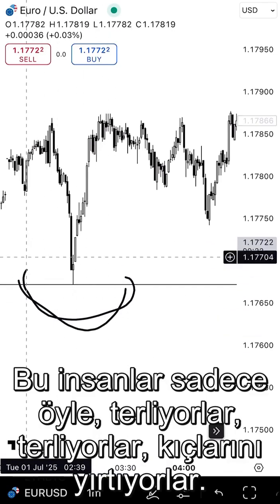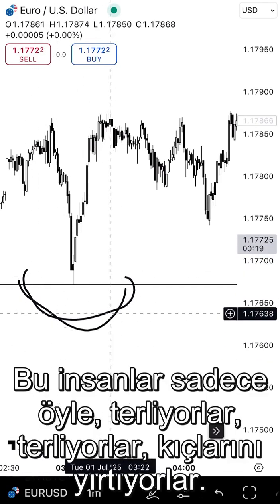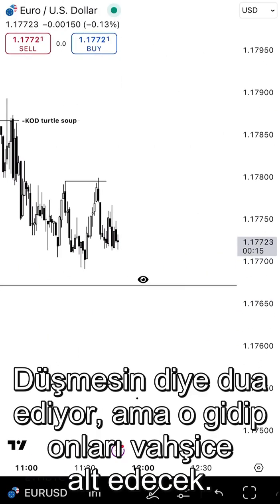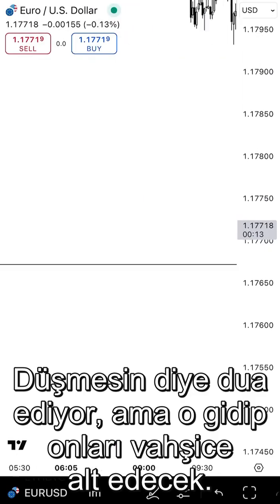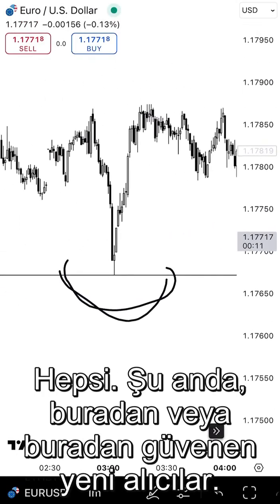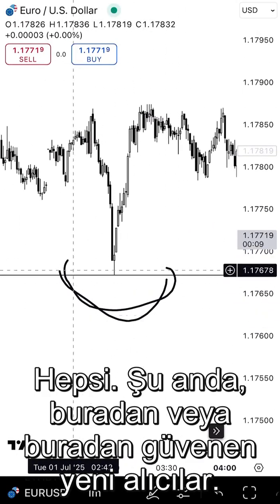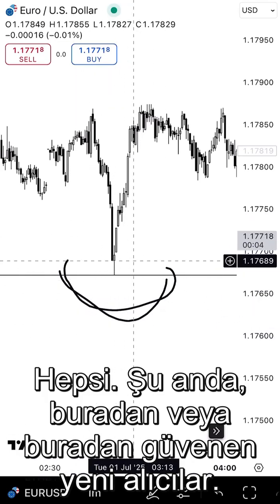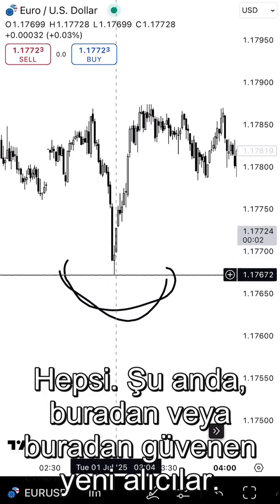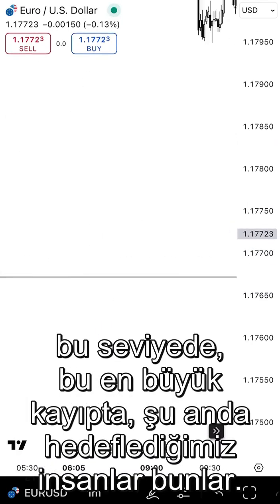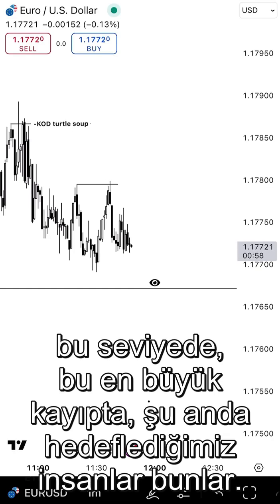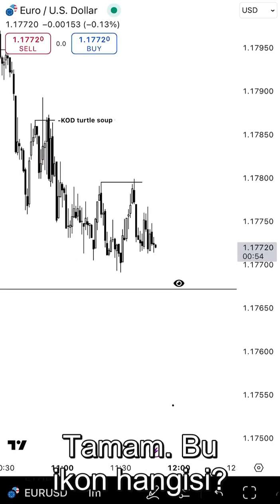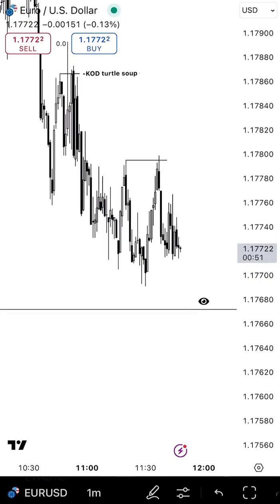These people are just sweating their asses off. They're praying and praying it doesn't go down, but it's just gonna go and viciously take them out, all of them. So as we speak, the buyers from down here, or new buyers, are placing their confidence in this level, this stop loss. Those are the people we're targeting right now, which is this eye icon.